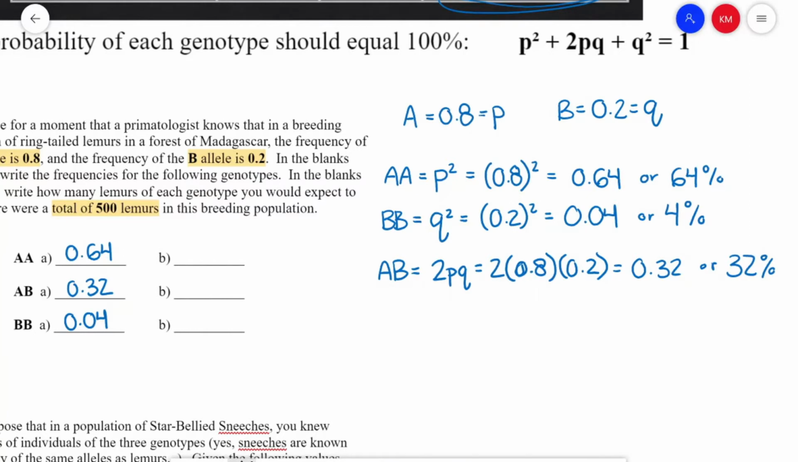If it's a little bit off, that's okay. Sometimes we might get like 0.1 or so over. As long as it's close to 1 or 100%, you probably did it right. Okay, so that's part A of the problem done.